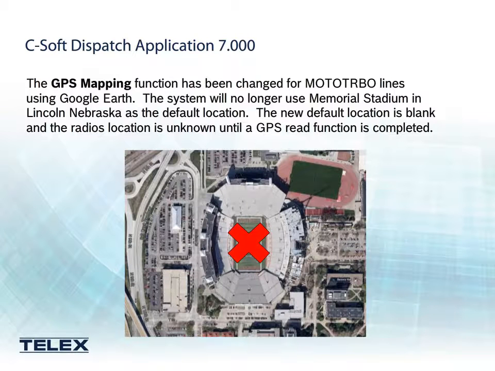The GPS mapping function has been changed for MotoTurbo lines using Google Earth. The system will no longer use Memorial Stadium in Lincoln, Nebraska as the default location. The new default location is blank and the radio location is unknown until a GPS read function is completed.